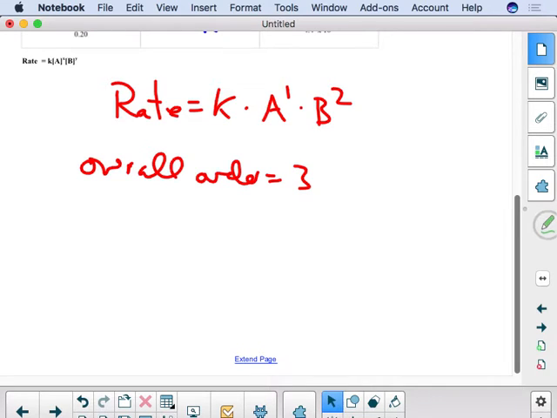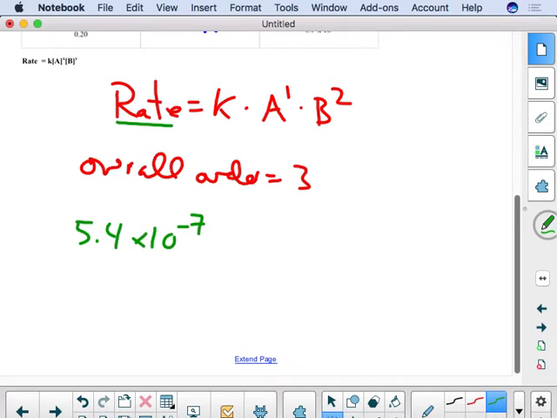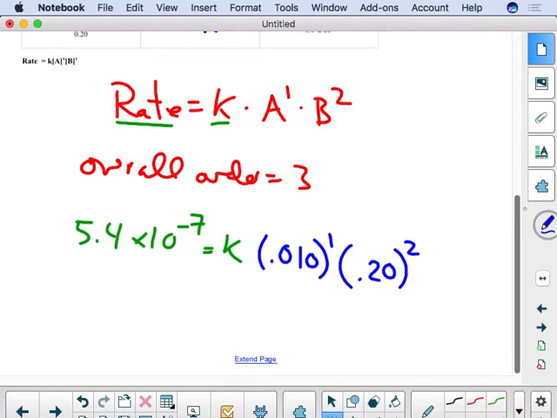Now, we want to solve for K. We want to solve for what the constant for this reaction is. Let's take a row of the reaction. I'll take row 1 and put the things I know in. The rate in this one is 5.4 times 10 to the minus 7. We're putting that in for the rate here. The K is what I do not know. My concentration of A is 0.010 molar, that's to the first power. This one that is 0.20 molar is squared.